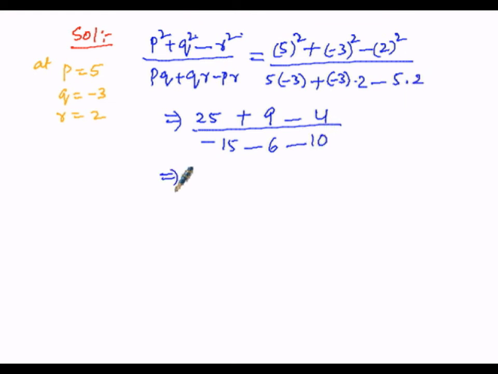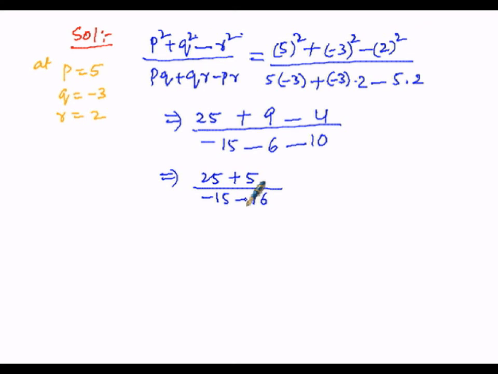Then that implies 25 plus 9 minus 4. Plus of minus is minus, so we subtract: 9 minus 4 is 5. Among these two, 9 is greater, so its sign is plus, so plus sign is assessed for the 5, divided by minus 15 as it is. In a similar manner to the numerator, let us simplify minus 6 and minus 10: minus of minus is plus, we add 6 and 10, that is 16. We assess the sign for the 16: among 6 and 10, 10 is greater than 6, and the sign of 10 is negative, so negative sign is assessed here.